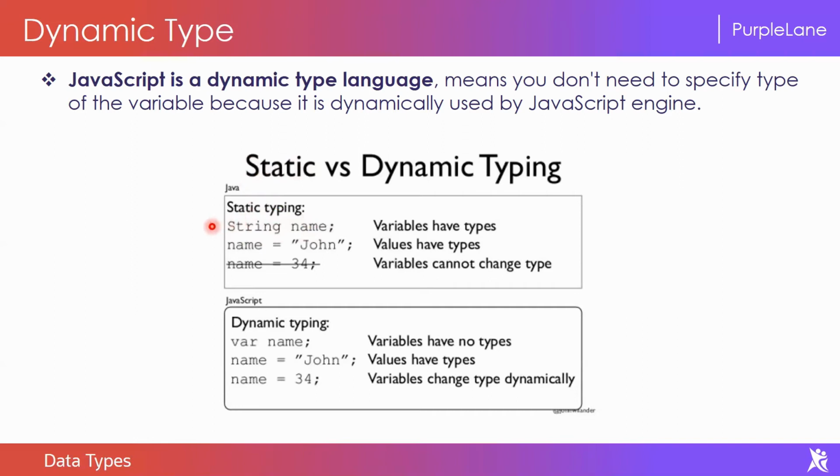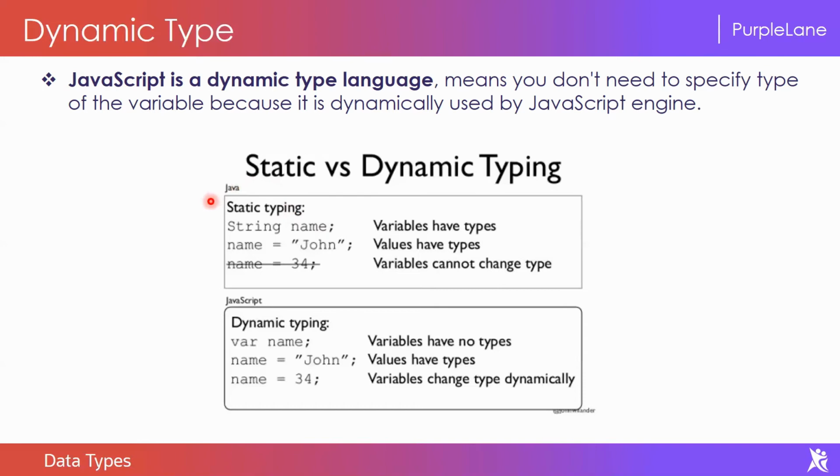And once you define it like this, you can only assign string types. For example, you have declared name as a string data type, and then name equals John, a string because it is in double quotes. If you later try to assign anything other than a string, it will throw an error. Here, name equals 34. What is 34? It is an integer, isn't it? So this is wrong. This is not allowed in static type programming languages.